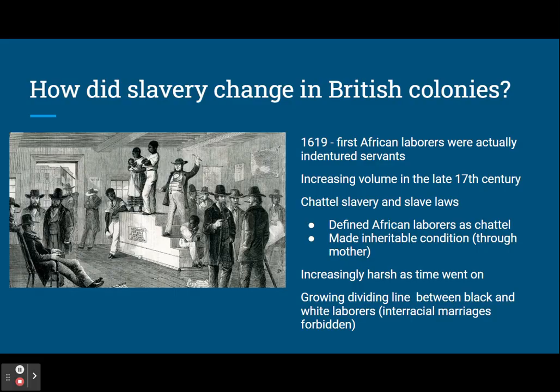These slave codes become increasingly harsh as time goes on, and especially after Bacon's Rebellion, we see this growing dividing line between Black and white laborers, whereas white labor is defined as free or as not enslaved labor, and Black labor is increasingly defined as slave labor.